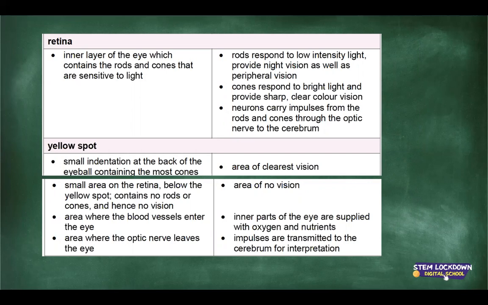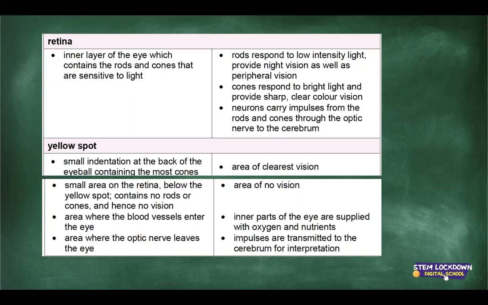Rods respond to low intensity light, so it's easier to see in the dark. Cones respond to bright light and provide sharp, clear color vision. And then the retina also has lots of neurons that carry impulses from the rods and cones through the optic nerve to the cerebrum. Now in the retina, there's also a small indentation, a little dimple or a little hollow at the back of the eyeball where all the cones are found.